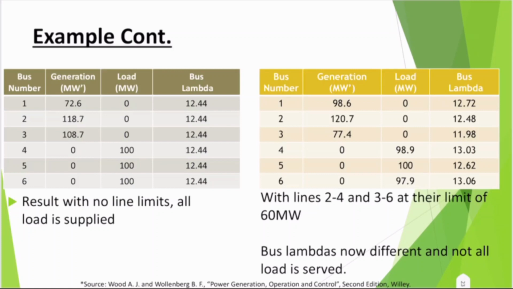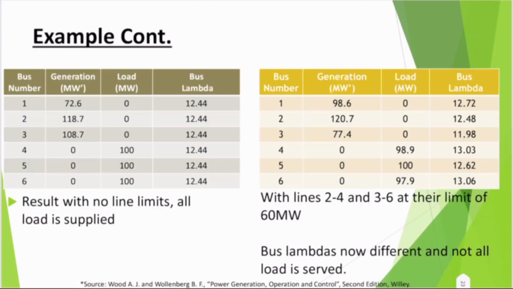If there is no line limit, what happens? The optimal generation cost or the value of lambda that we used to obtain in our economic dispatch remains the same across all the buses because there are no transmission losses considered in this problem. But if you consider the transmission losses or line limit, then the lambda is not going to be the same across the board. So for example, if lines 2 to 4 and 3 to 6 are hitting the limit of 60 megawatt, then probably the generation and load match will now differ, and due to that difference, the lambda at each and every bus will be slightly different.